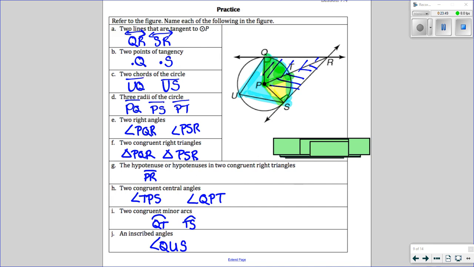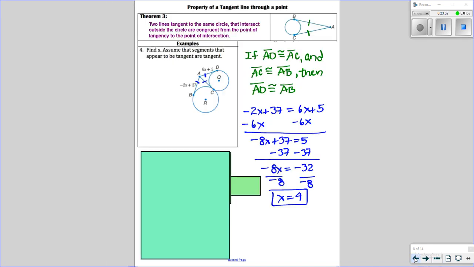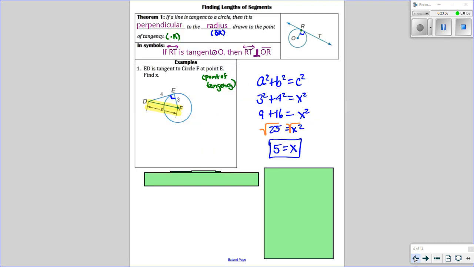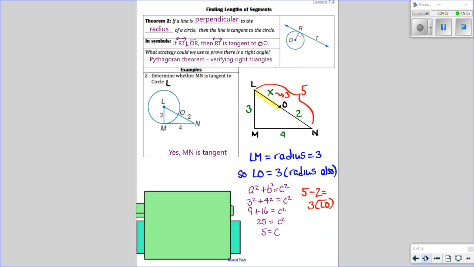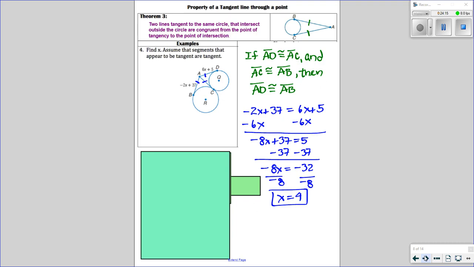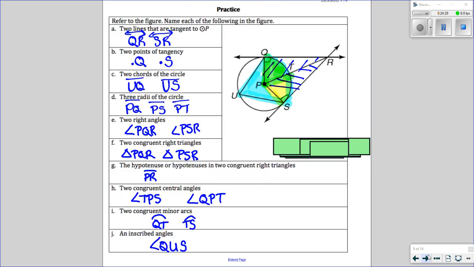Okay, so now we've reached the end, and I already talked about the 3 theorems. If the line is tangent to a circle, then it's perpendicular to the radius. And the inverse is if you have a line that is perpendicular to the radius of a circle, then the line is tangent. And also, if you have 2 tangent lines that intersect outside the circle, and they touch the circle at a point of tangency, then those 2 tangent segments are going to be congruent. All right, so this ends our lesson.